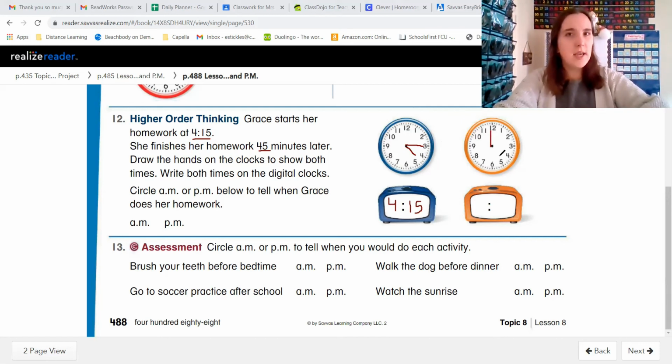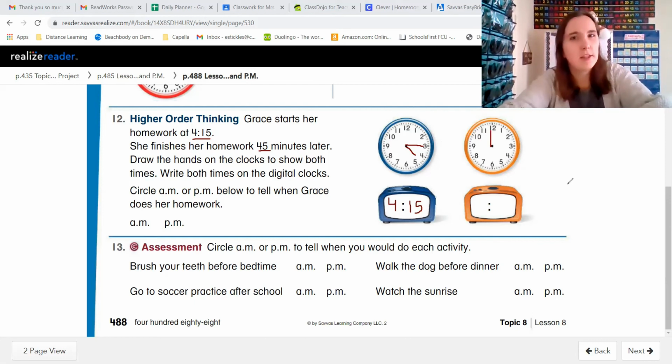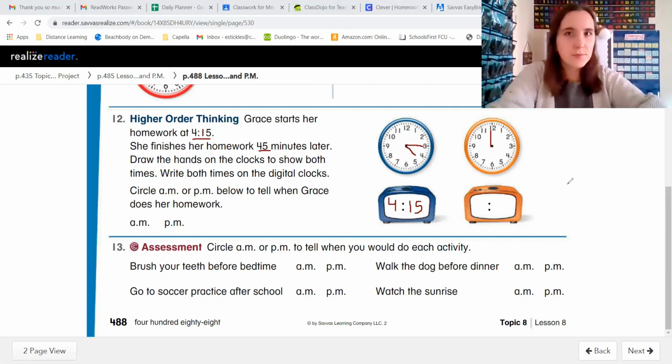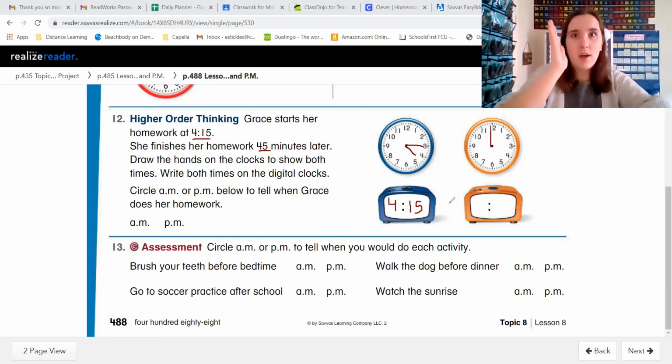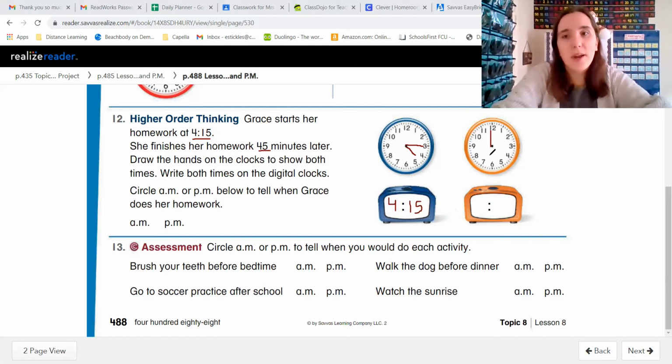Do you remember what I said about what it means when your minute hand is pointing straight at the 12? That means we're at the beginning of a new hour. So it's not going to be 4 o'clock anymore. We're actually going to be at the start of 5 o'clock. So that means my hour hand has to be pointed straight at the 5. So if we go 45 minutes later, we're now at 5 o'clock. So that's our time that we're going to put on here.